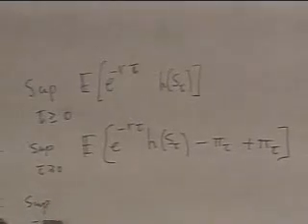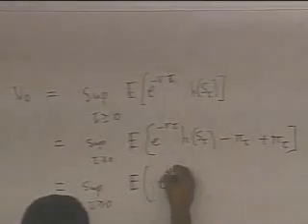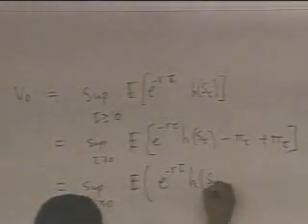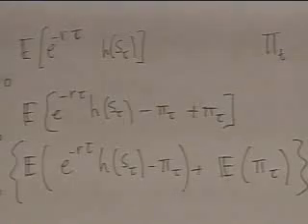Now I use linearity of expectations and say that this is equal to the supremum over tau greater than or equal to 0 of the expected value of the first quantity, e to the minus r tau h of s tau minus pi tau, plus the expectation of pi tau. The supremum is outside, so far I've not done anything.